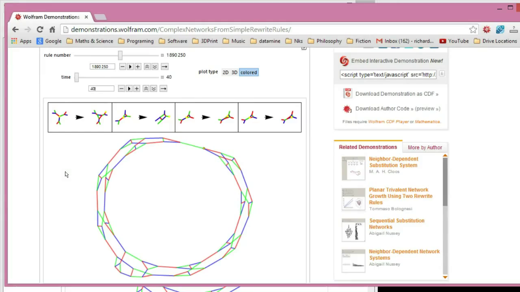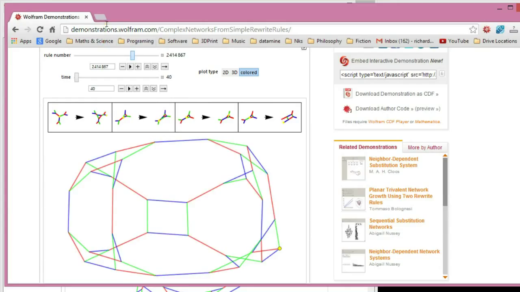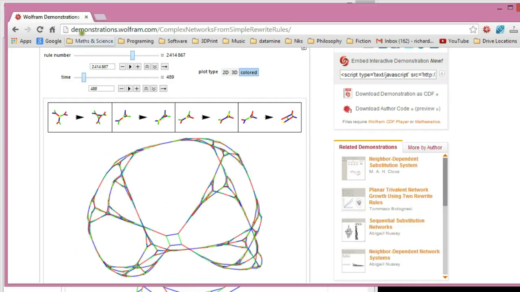Okay then, so this is our first rule we found. Now let's just pick another system at random. So here we are. What's happening here? Well, this is what's going on at time step 40. So let's look at what's happening further on. Okay, something fairly interesting.